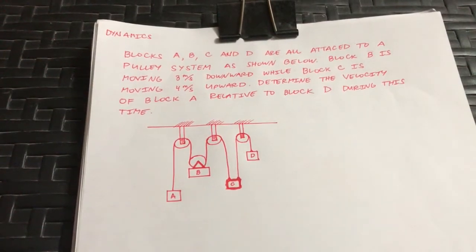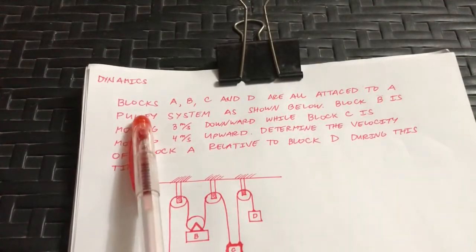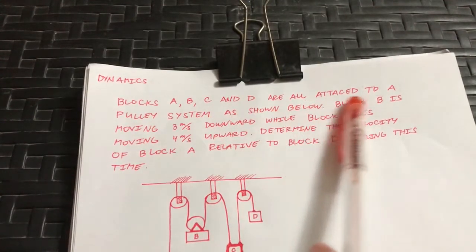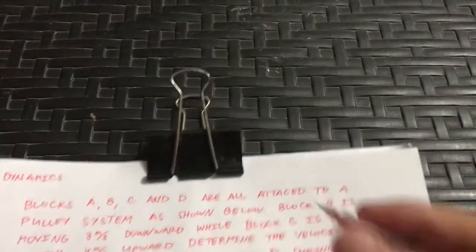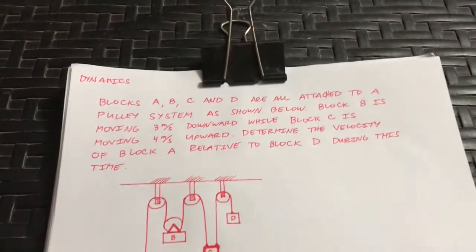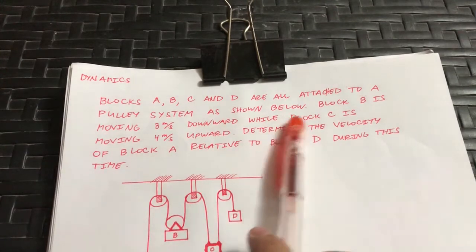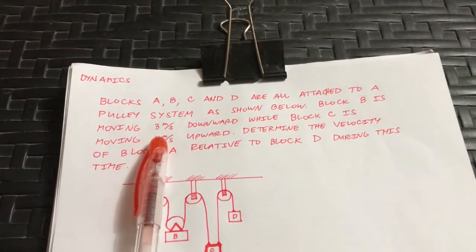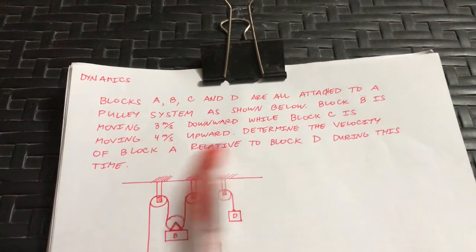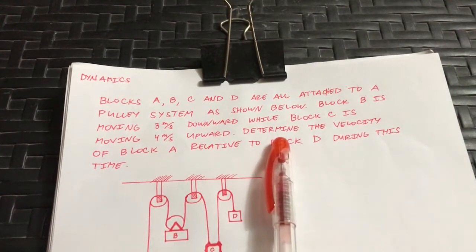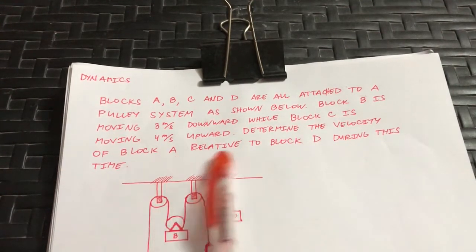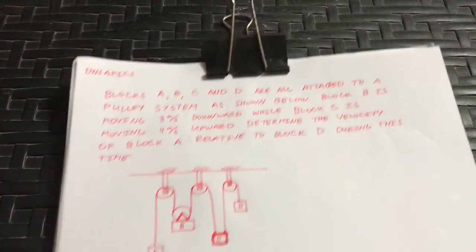Hello everyone. In this video, let's try and solve this problem. We have blocks A, B, C, and D, all attached to a pulley system as shown below. Block B is moving 3 meters per second downward while block C is moving 4 meters per second upward. Determine the velocity of block A relative to block D during this time.